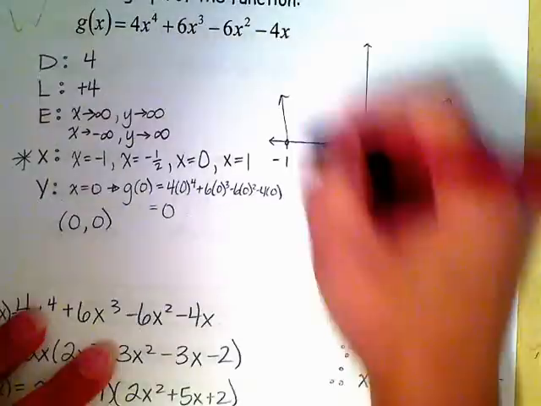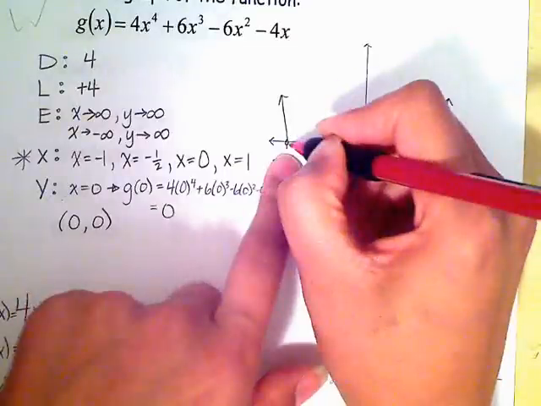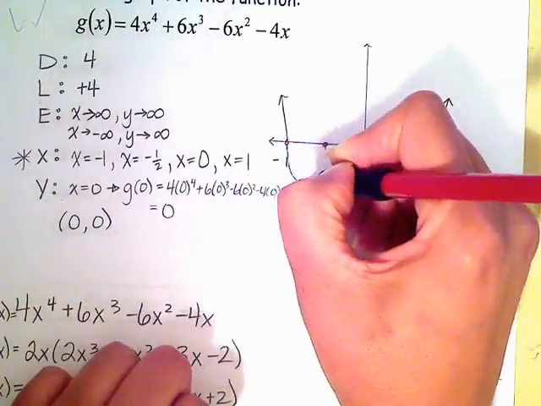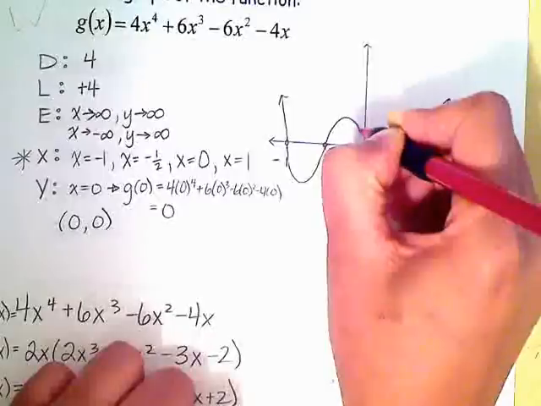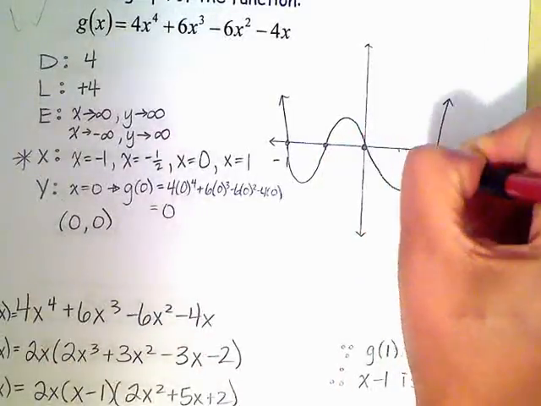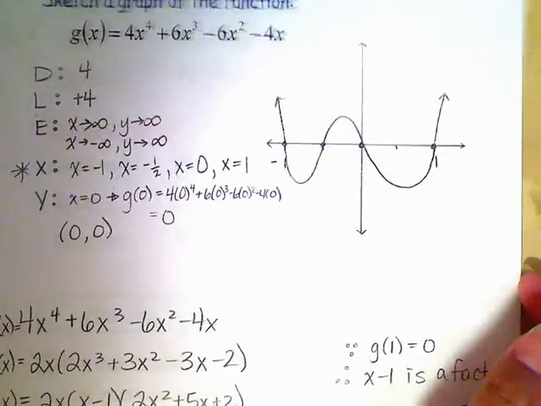Because I only have a degree of 1 for each root, I know it's going to cross through like a linear at each one. So there's my quartic function g of x.